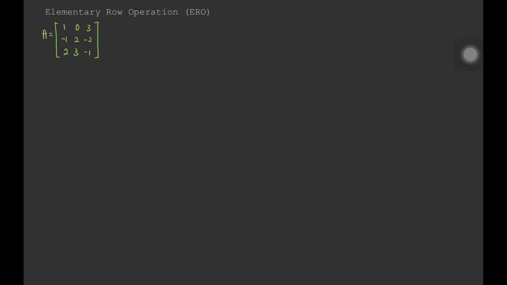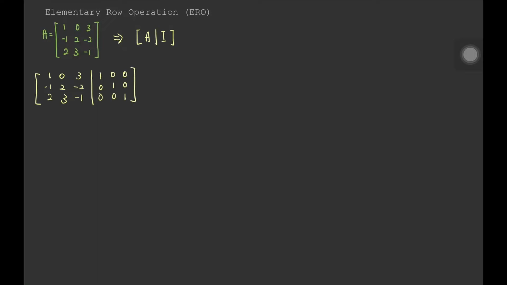First step, what you need to do is write back your matrix. The first step that you need to do is write matrix A in augmented form. So how to do it? Our matrix in augmented form means that we write down our augmented matrix. So this one: 1 negative 1 2, 0 2 3, 3 negative 2 negative 1, and then we have our identity matrix: 1 0 0, 0 1 0, 0 0 1.